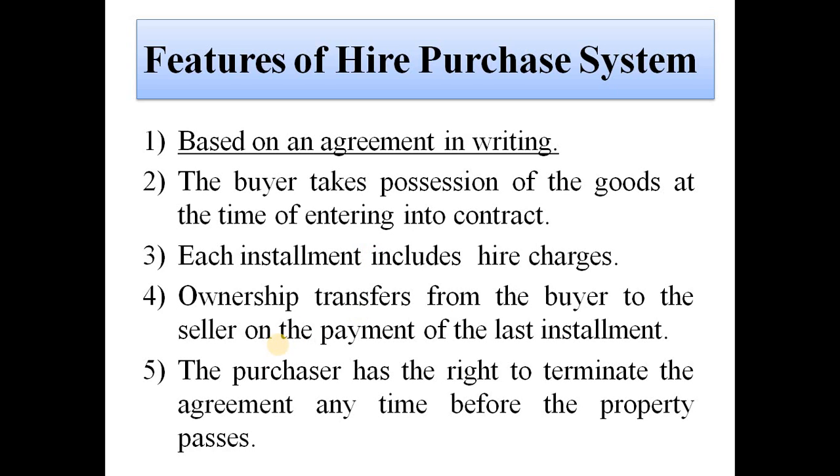The fifth point is that the purchaser has a right to terminate the agreement any time before the property passes. Before the property passes means before the end of the contract, or before the title of the goods passes from the seller to the buyer, from the hire vendor to the hire buyer. Before that he has a right to terminate the agreement. After that he can't do anything, because after that he has already become the buyer.